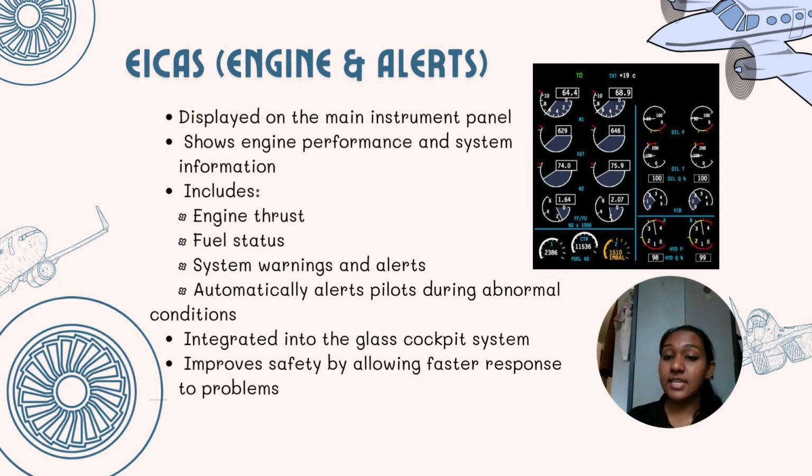The next system is the Engine Indicating and Crew Alerting System, also known as EICAS. This is also displayed on the main instrument panel. Engine Indicating and Crew Alerting System shows engine performance and system information, including engine thrust, fuel status, and warning messages.